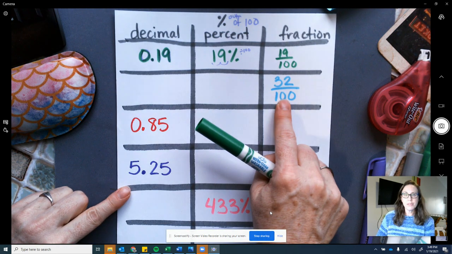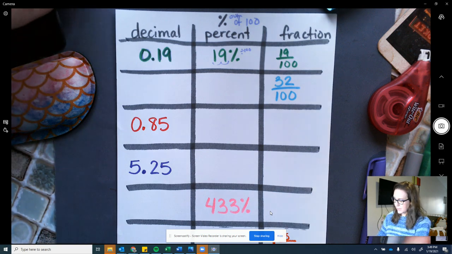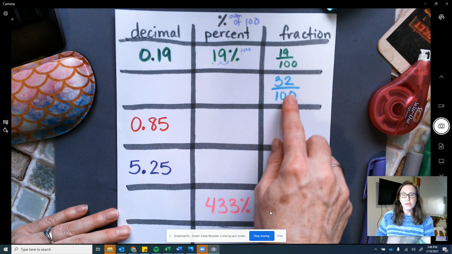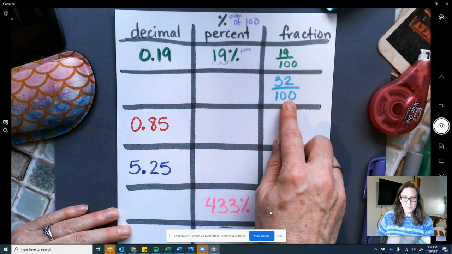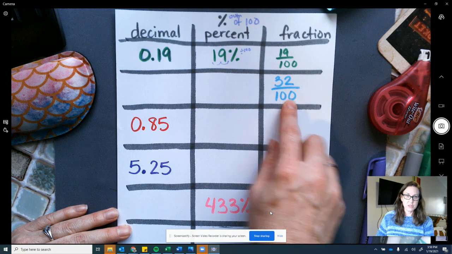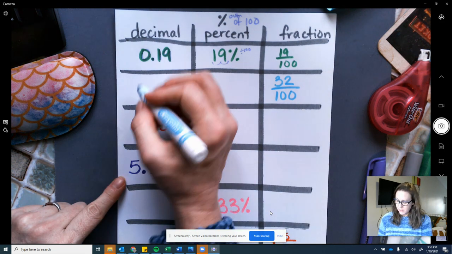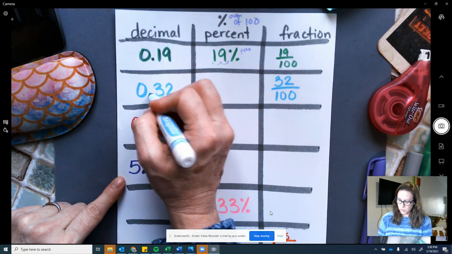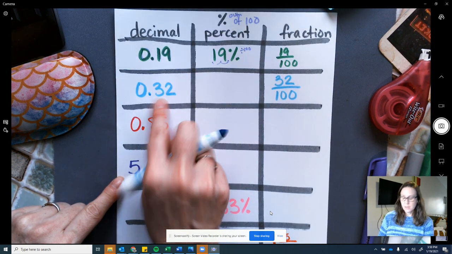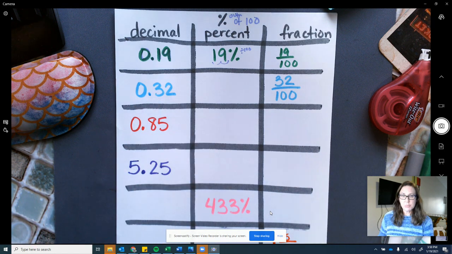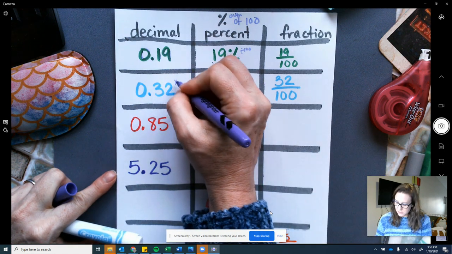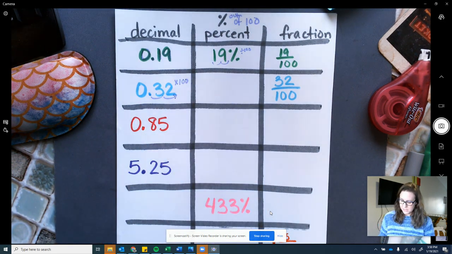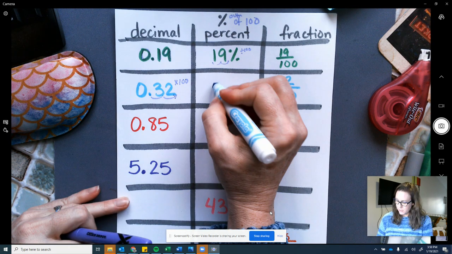Now we have 32 hundredths, and that is written as a fraction. We need to figure out the percent and the decimal. 32 hundredths is said this way as a fraction. As a decimal, it's said the same way, and it's written as 0.32 or 32 hundredths. Now, what we are doing when we get to a percent is we are literally multiplying by 100, and that means moving our decimal to the right 2 places. So that means we have 32%.